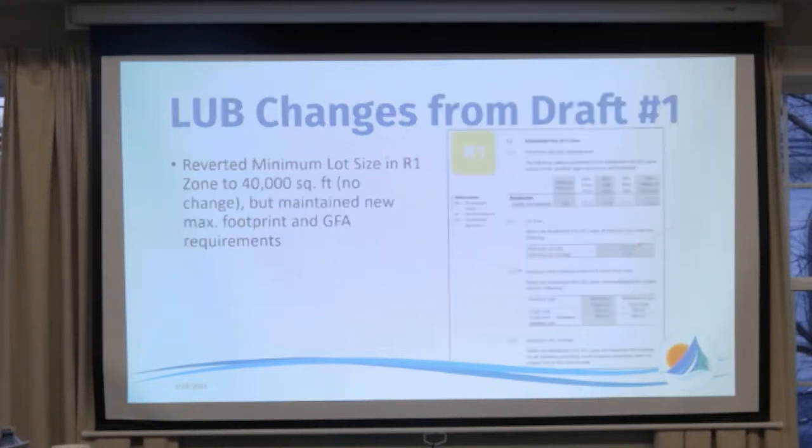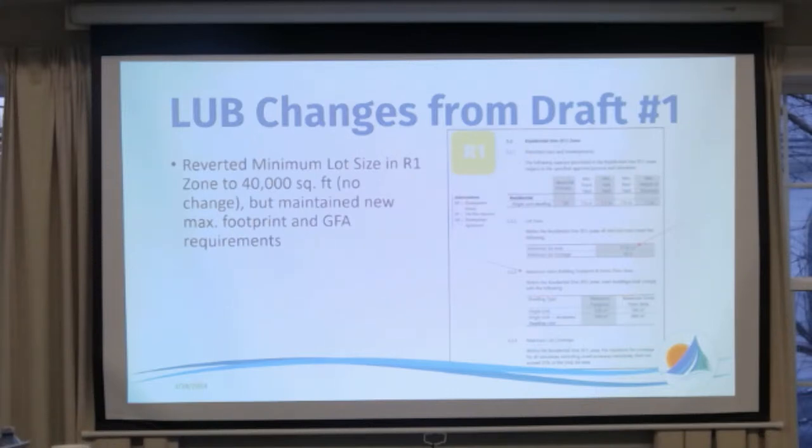Now we'll get into some of the changes from draft one, and a few of these have already come up. So the first one is the R1 zone. Oh, yeah. Just a quick question. Where does Shoreland Village and our health center fit in the zoning? Is it on the Highway 3? Yeah, they're in the institutional zone currently. Yeah, that's right. So that would facilitate redevelopment of Shoreham, for example.